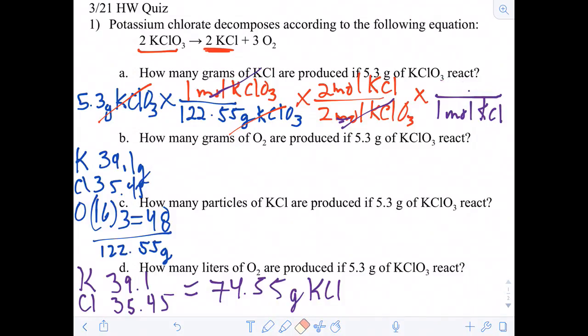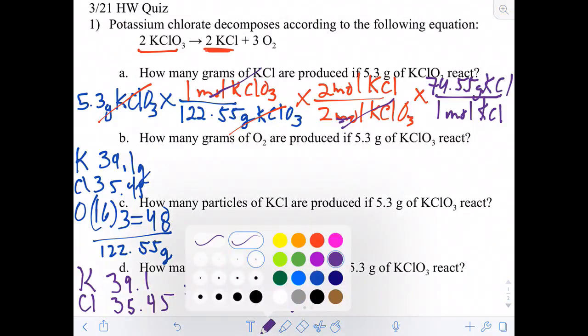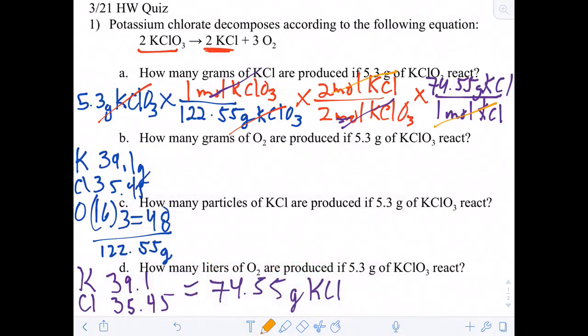All right, so write that again, just so you can see the units better. 74.55 grams potassium chloride. Now I'm finished. Moles of potassium chloride is canceled. Those are gone. Moles of potassium chloride, there's one in the numerator, one in the denominator. They cancel out.